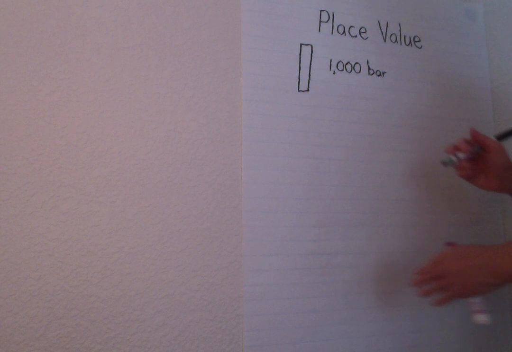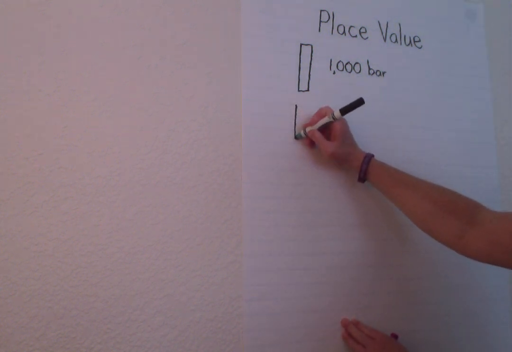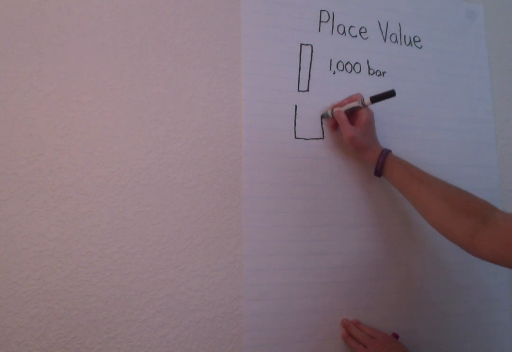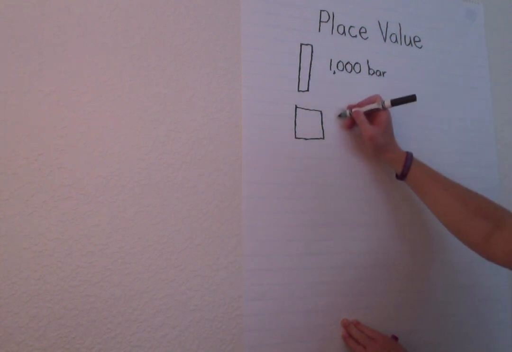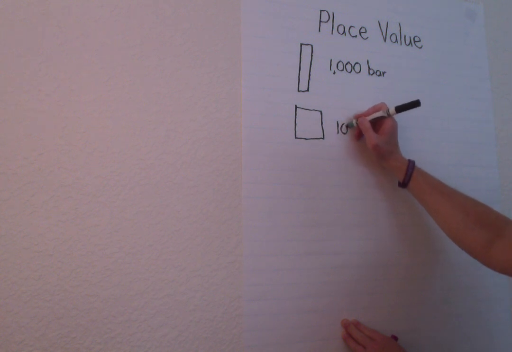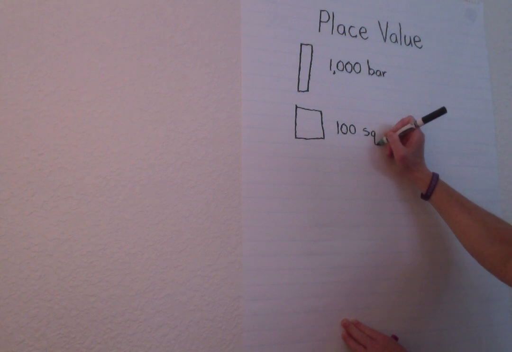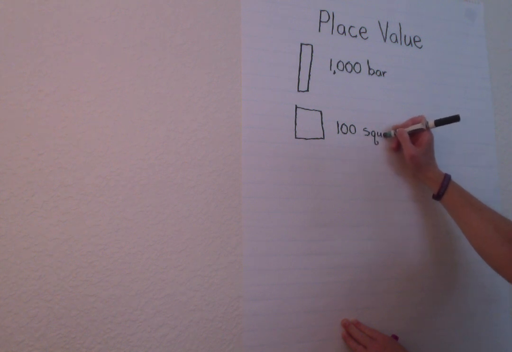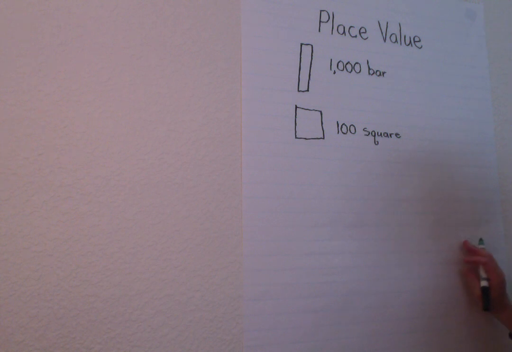The next one is the 100 square. So again, we're going to draw it. It's a square. And we're going to label it 100 square. These are words that you're going to start to hear me use a lot as we start in our math book this week. You should become very familiar. Some of these should already be familiar to you.